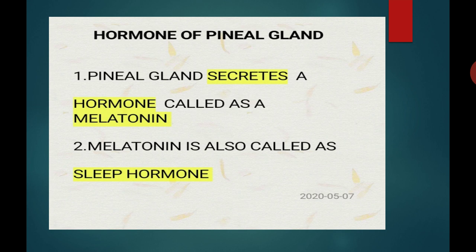Further students, this melatonin is also known as a sleep hormone. This is about the hormone of the pineal gland. The pineal gland secretes only one hormone. The name of this hormone is melatonin. Melatonin is also called a sleep hormone. Melatonin is derived from tryptophan. Tryptophan is an alpha type of amino acid, and it is used in the biosynthesis of proteins.